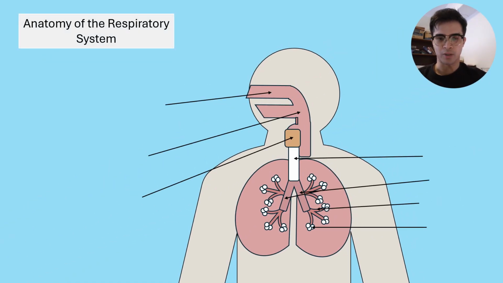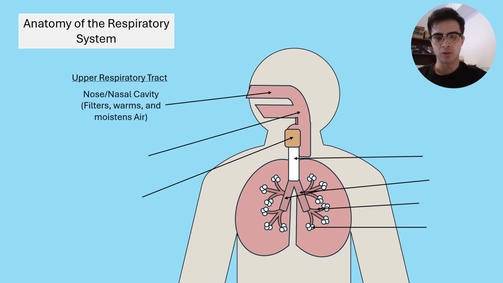Now let's start with the anatomy of the respiratory system. It's split up into two divisions. The first part is the upper respiratory tract. The first structure to know is the nose and nasal cavity. The role of this is to filter air and moisten it.